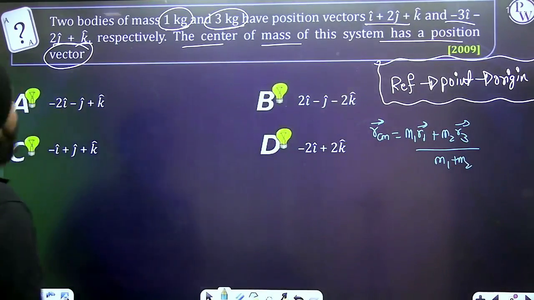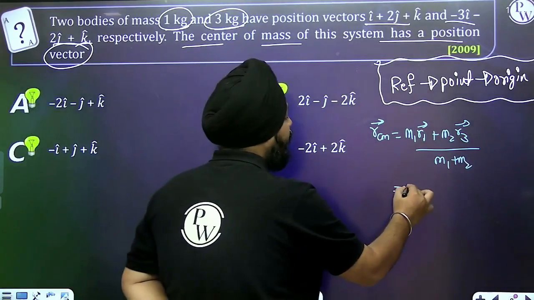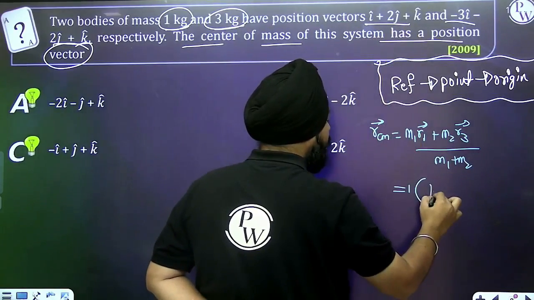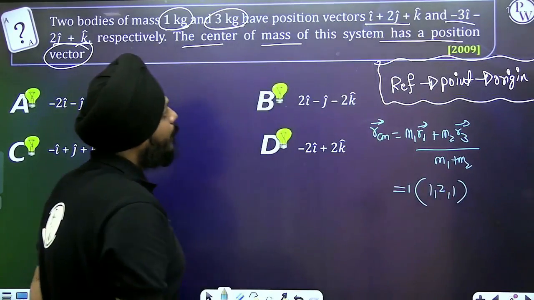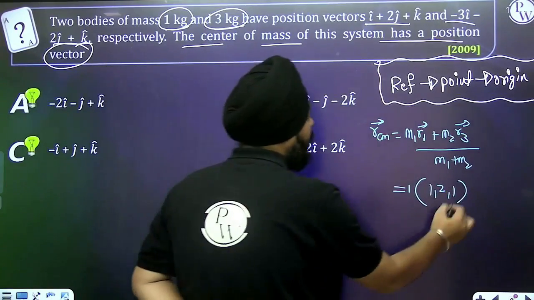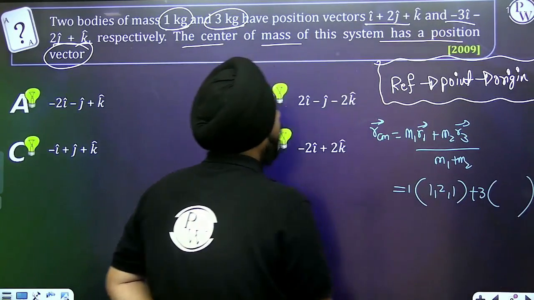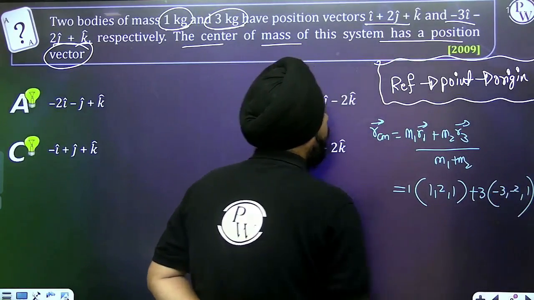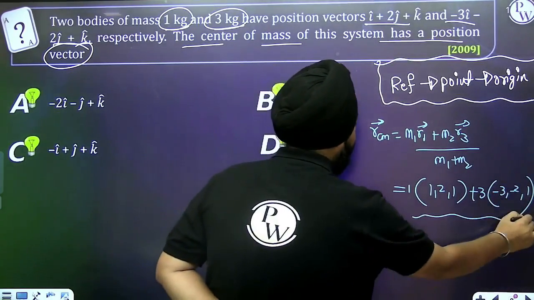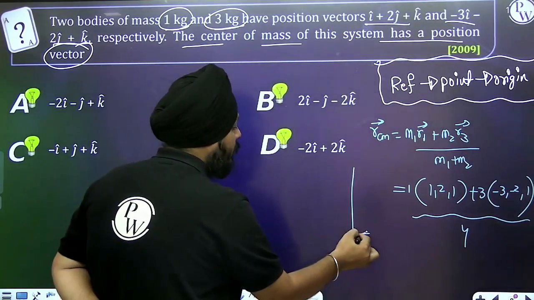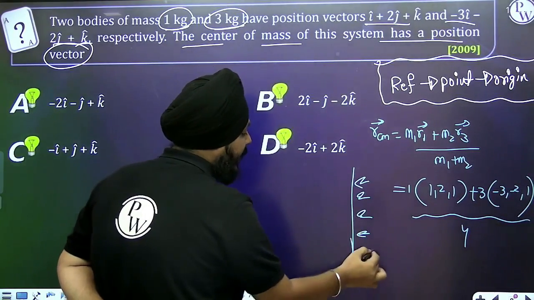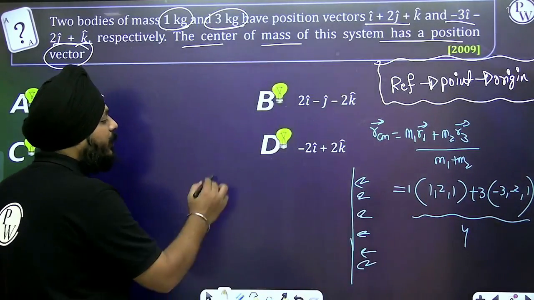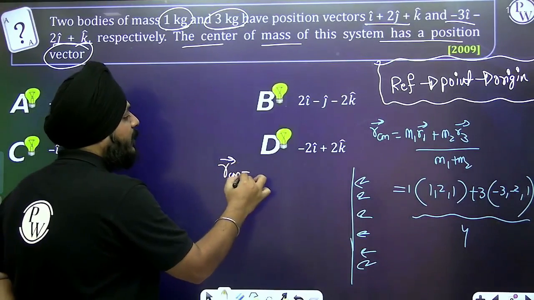What is mass 1? That is 1 kg. Vector, so it's 1, 2, 1. Second mass is 3 kg. What is the position vector? -3, -2, 1. Whole divided by 1 plus 3, 4. Right? Directly we can use this in the vector form so that we can solve this sum in a convenient manner. And it is going to save our time.